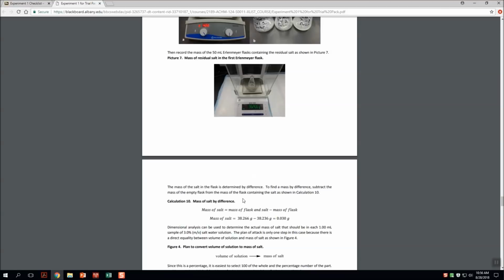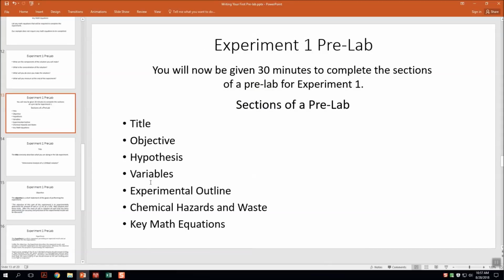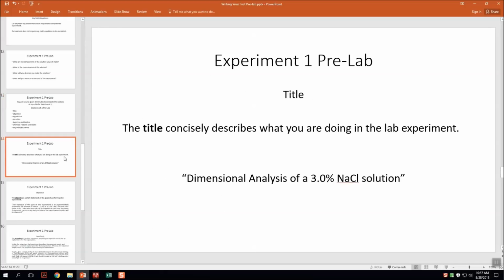So now that we have an idea of what's going on in the experiment, we can go back and talk about our pre-lab. All right. And when you're doing your actual pre-labs, I strongly recommend that you do it this way. Read the experiment so you have some clue of what's going on before you try to write all of these sections. It'll make your life much easier than if you're trying to figure out these details as you read it. Read it through once, then go back, and of course you can look again. So we need a title for this experiment, and our title is Dimensional Analysis of a 3% NaCl Solution.